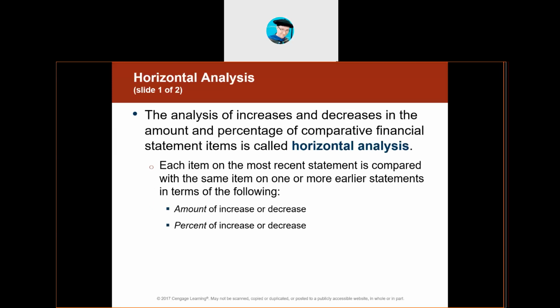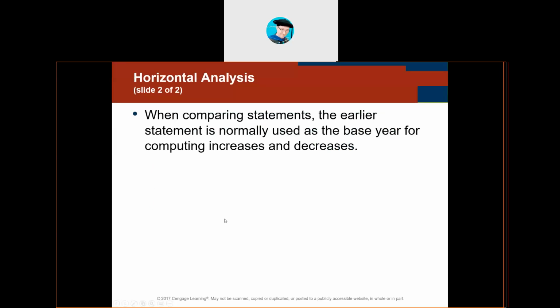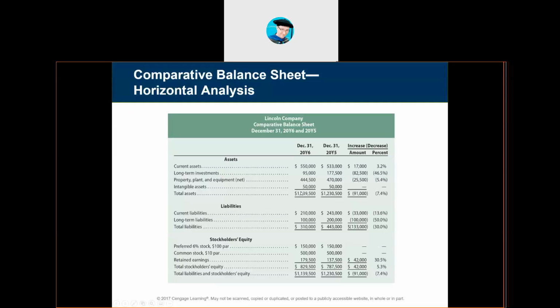Horizontal analysis, again, is expressed as a percentage or a dollar change in time, right? It's the amount of the increase or decrease and the percentage of the increase or decrease for each line item. Looking at the horizontal analysis, I am comparing year to year. So here's an example of what that looks like.